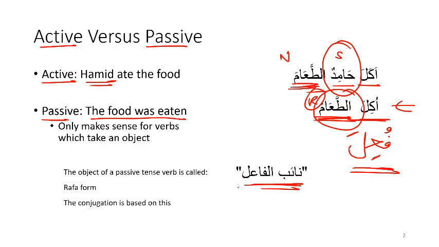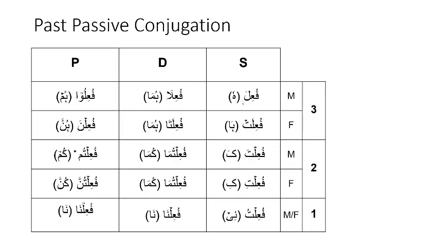The naib ul fa'il, as I said, is always in rafa form, and the conjugation is based on this. So here we have the conjugation, and as I said, the conjugation is now based on the object, because with passive tense, the subject is essentially removed from the equation. Now let's look at how this conjugation is used.